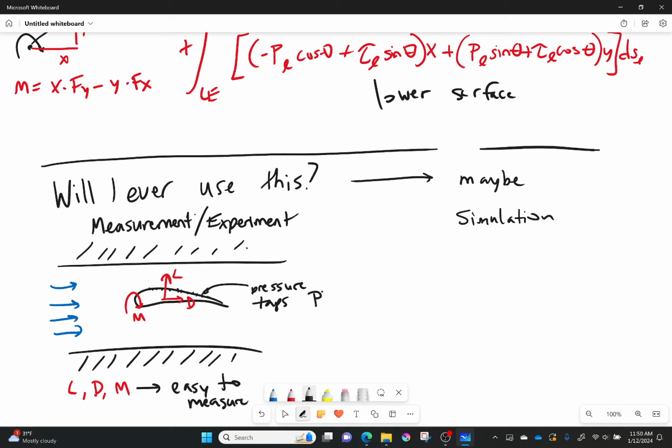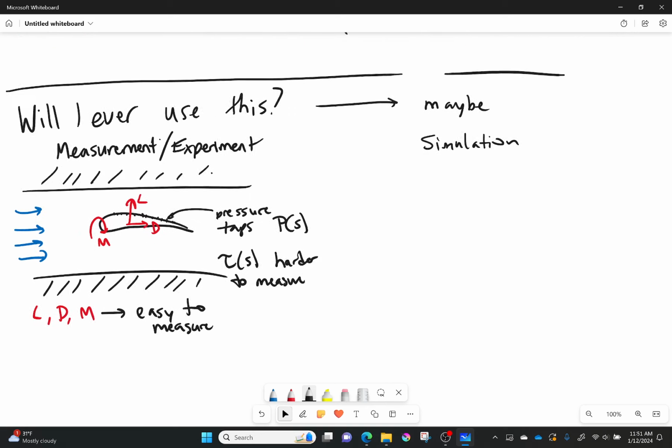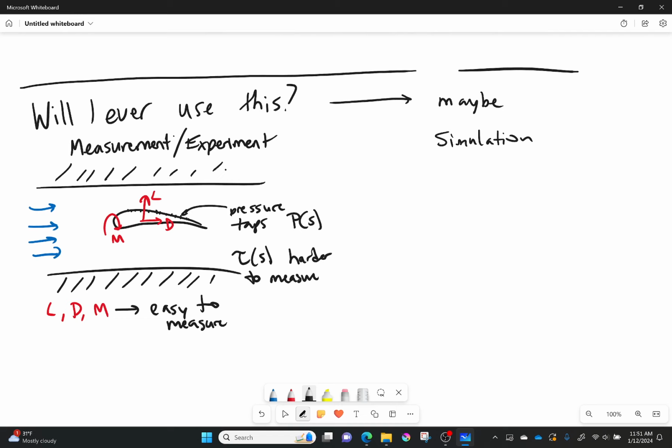Now, that's for the pressure distribution. Shear stress is much harder to measure. Okay, so in one case, you can actually measure all these things. And if we wanted to, we could work out our normal and axial and everything else from that value, which is fine. On the simulation side, well, we don't have a fancy experiment.